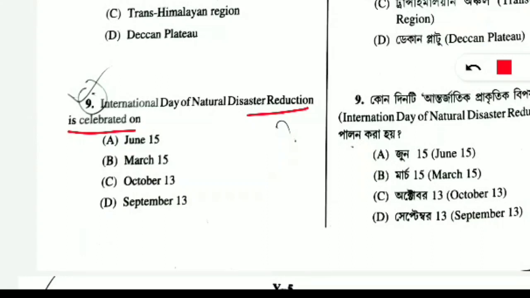But I will tell you, here the correct option will be option number C. October 13 is the day, that is International Day of Natural Disaster Reduction, which is celebrated every year.